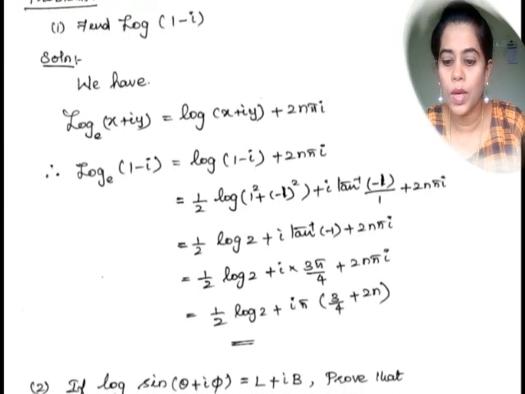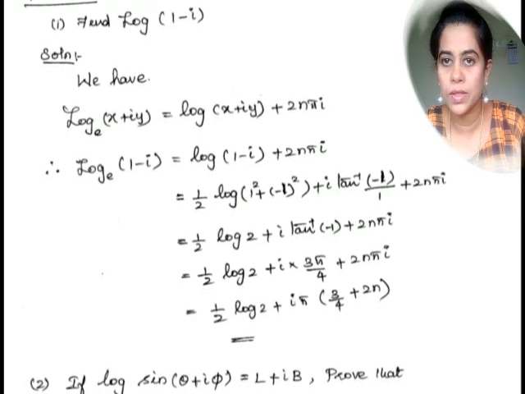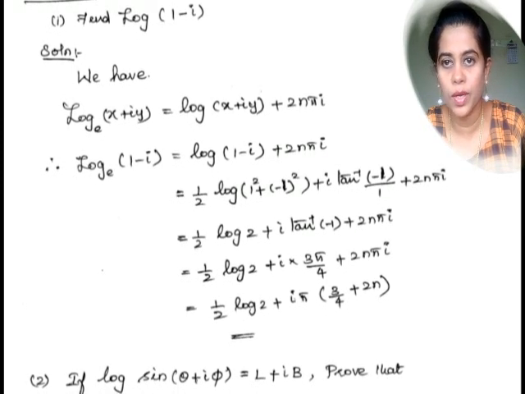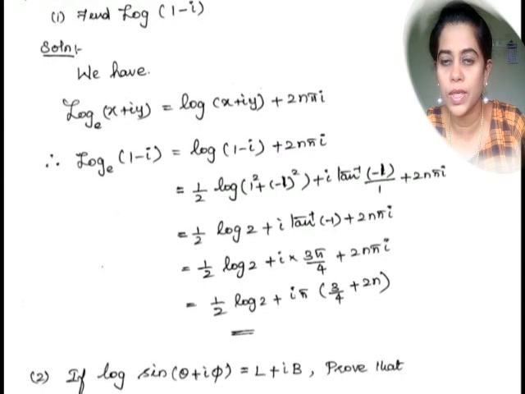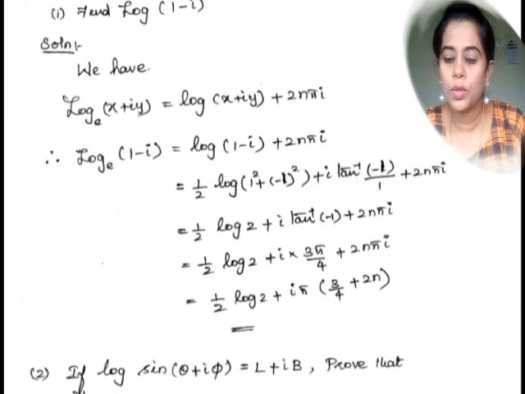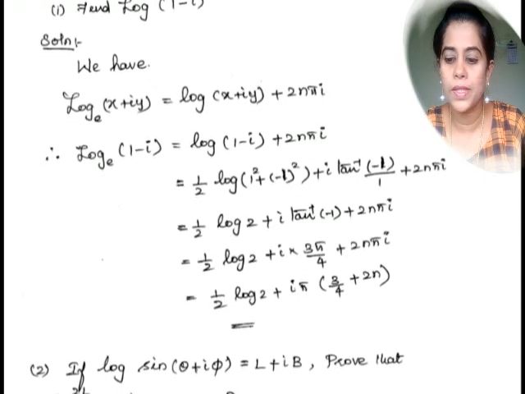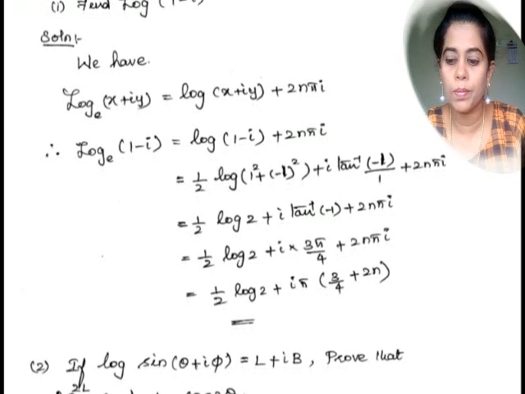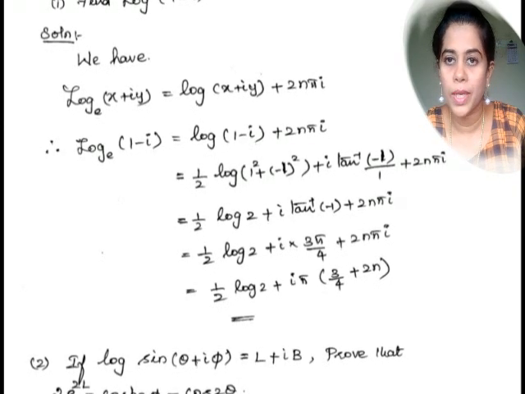So this is equal to 1 by 2 log of, what is 1 squared plus minus 1 whole squared? Minus 1 the whole squared is 1, so 1 squared plus 1 squared is 2. That is equal to 1 by 2 log 2 plus i tan inverse of minus 1 plus 2n pi i.